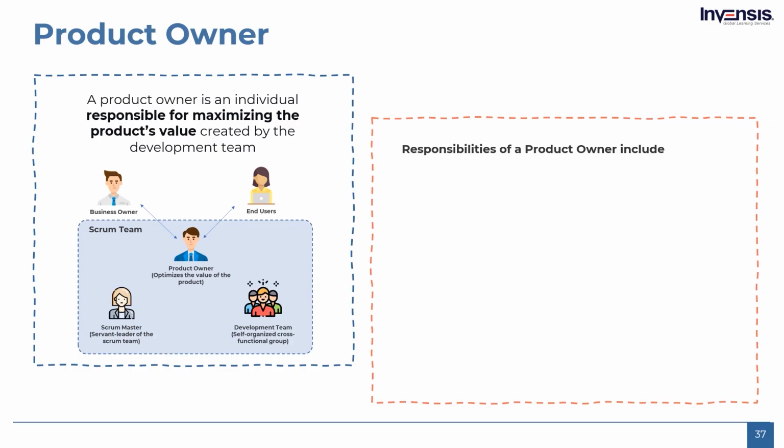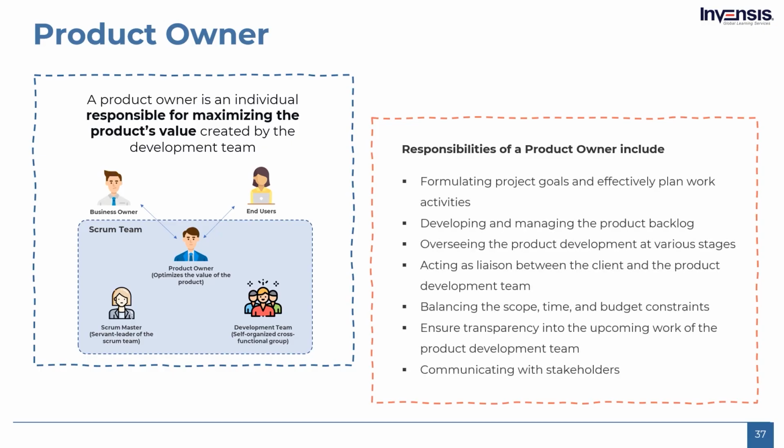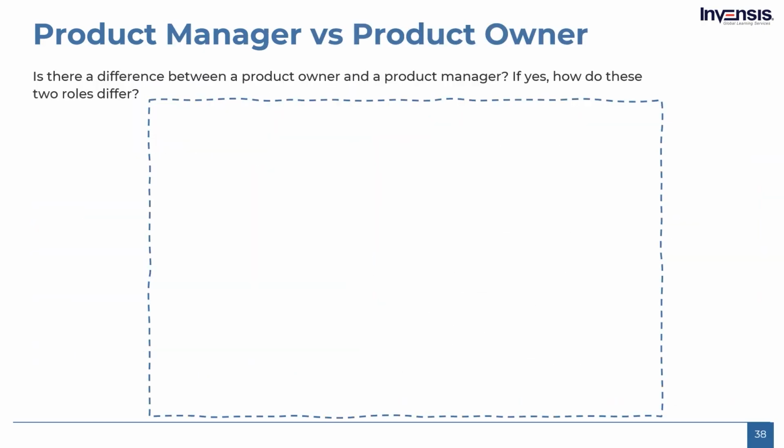The most important tasks of a product owner include formulating project goals and effectively planning work activities, developing and managing the product backlog, overseeing the product development at various stages, acting as liaison between the client and the product development team, balancing the scope, time, and budget constraints, ensuring transparency into the upcoming work of the product development team, and communicating with stakeholders. You'll most likely find product owners at companies that implement the Agile approach to develop digital products. Let's quickly learn how these two roles are different from each other.